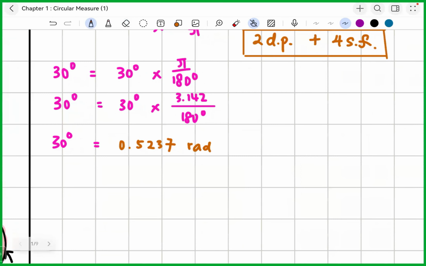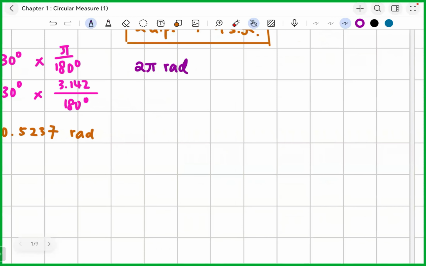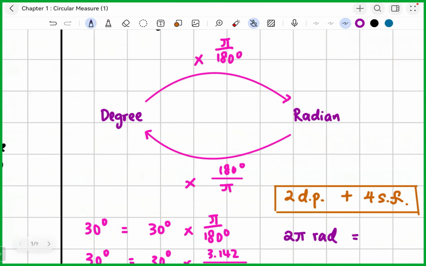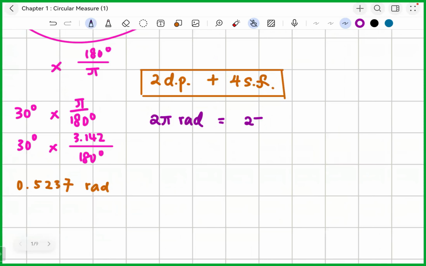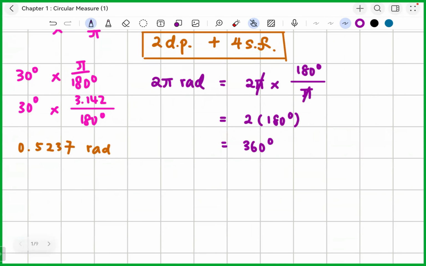Okay, how about when I ask you to convert 2 pi rad? So 2 pi rad equals how many degrees? When you want to convert from radians to degrees, we have to times 180 over pi. So 2 pi rad equals 2 pi times 180 over pi. The pi can be simplified, so you will eventually get 2 times 180, which equals 360 degrees.